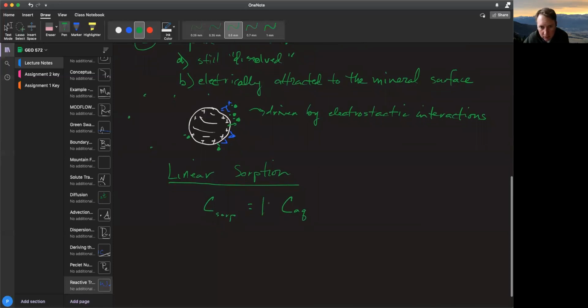And so we write it this way, K D. So the amount of sorbed concentration is equal to the aqueous concentration, related by this KD, which is called the sorption coefficient. So KD is the sorption coefficient. C sorb is the concentration of sorbed solute.